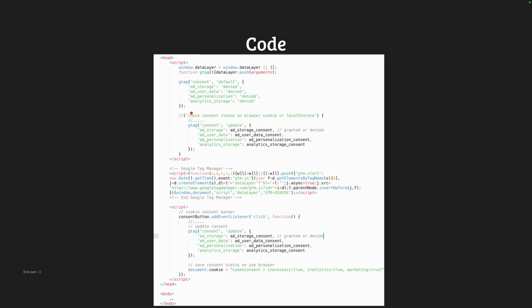So the second time the page loads, it provides the default consent, then it checks whether the consent information is available in the customer's browser, and it finds that the consent is already available in the customer's browser. Then it updates the consent instantly, before our Google Tag Manager code. So this is how it works internally.